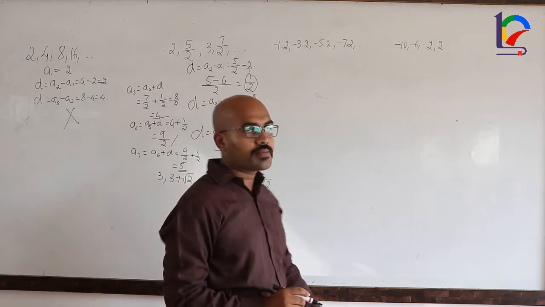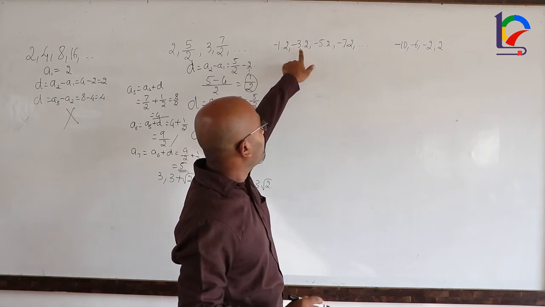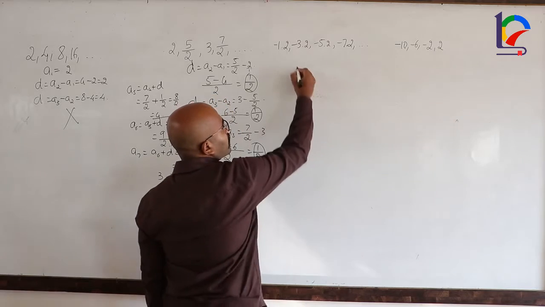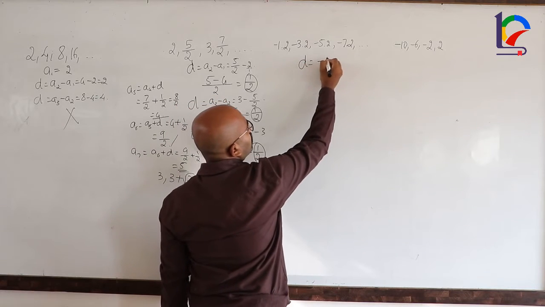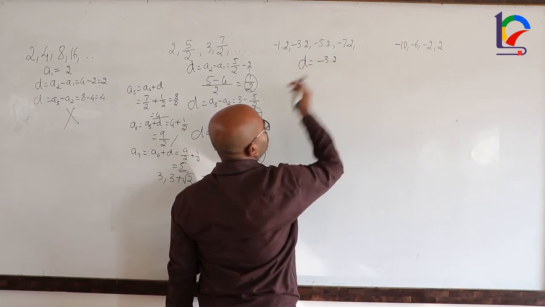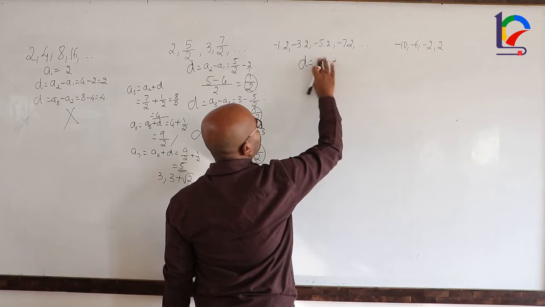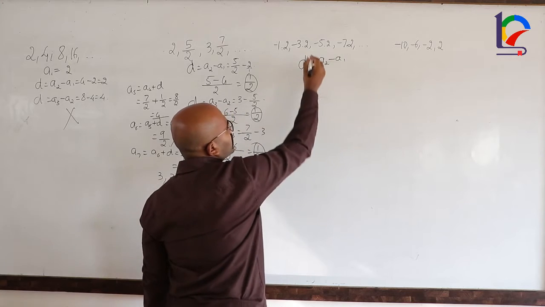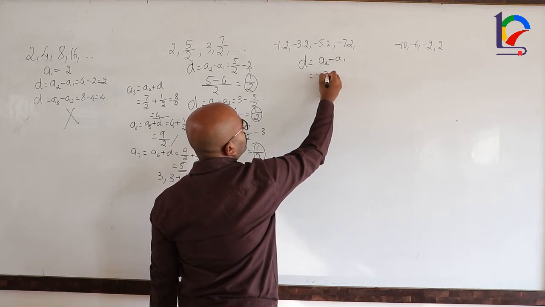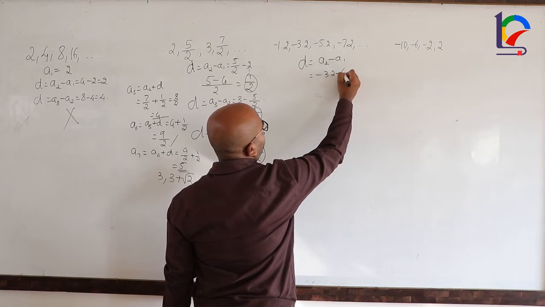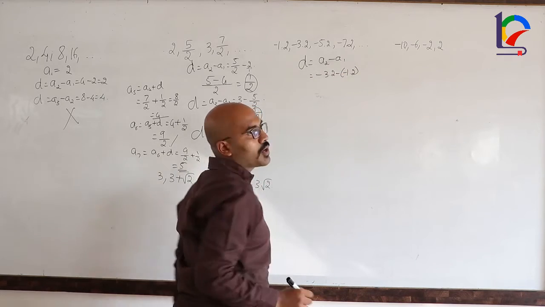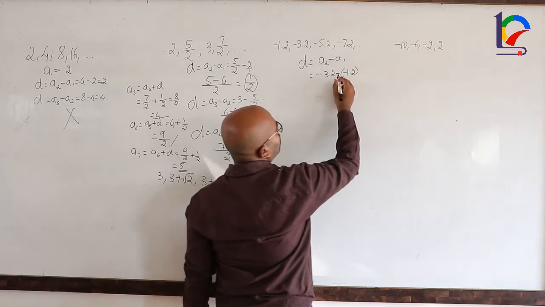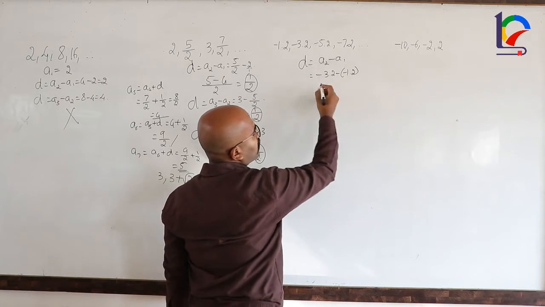So moving on to the next problem. Minus 1.2, minus 3.2, minus 5.2 and minus 7.2. The first common difference: it is A2 minus A1. What is A2? Minus 3.2, minus of minus 1.2. So minus into minus is plus. So minus 3.2 plus 1.2.